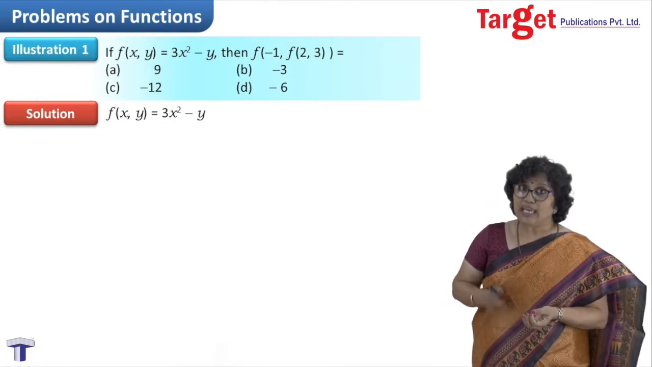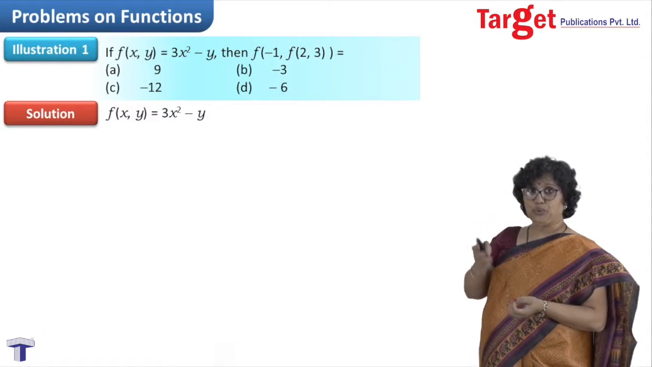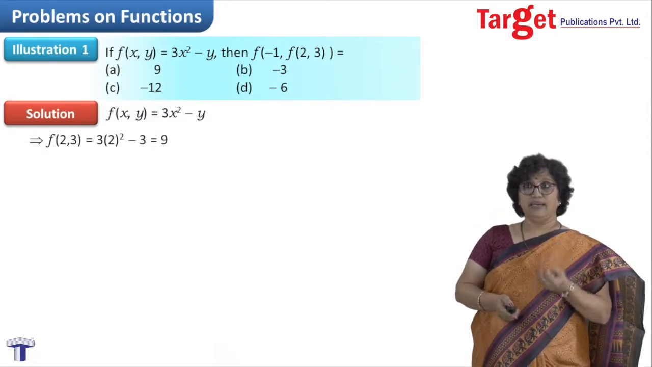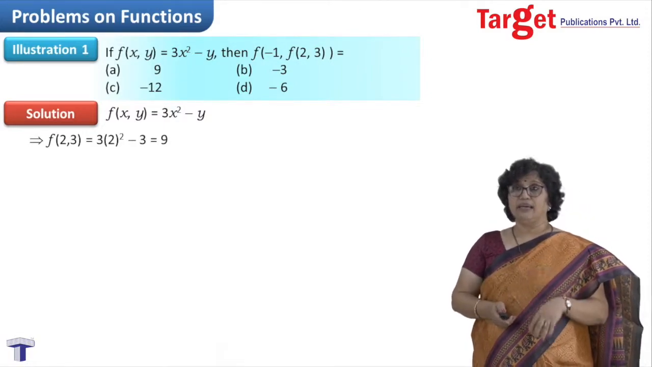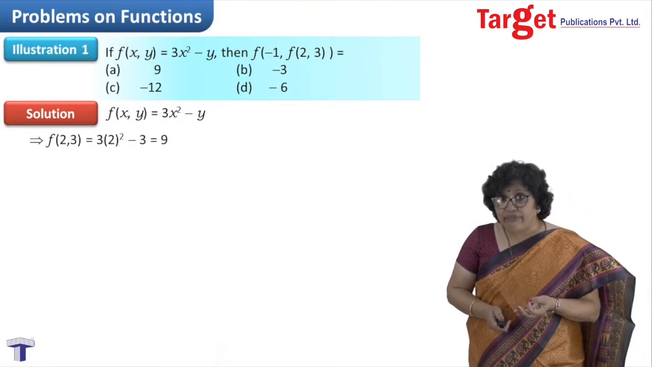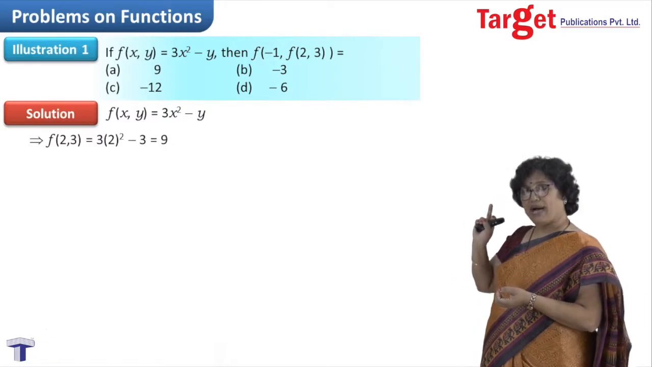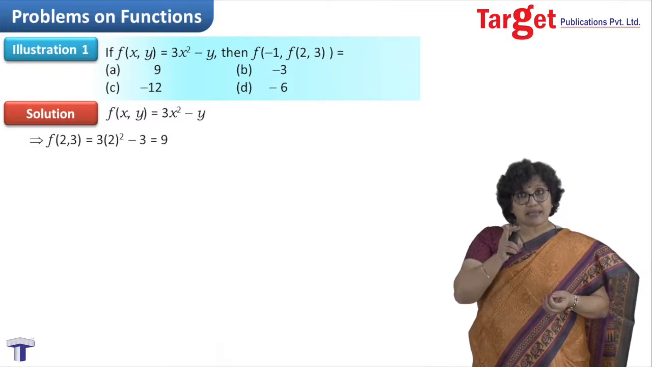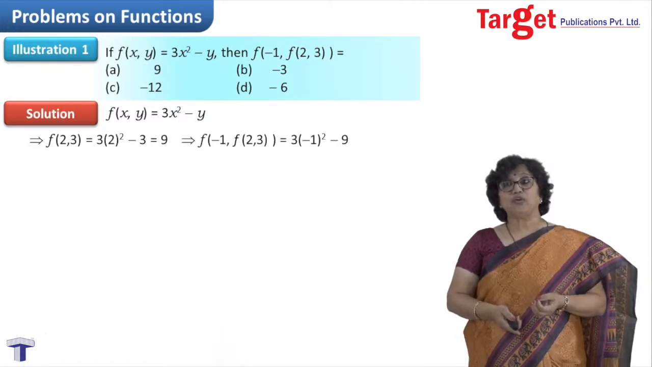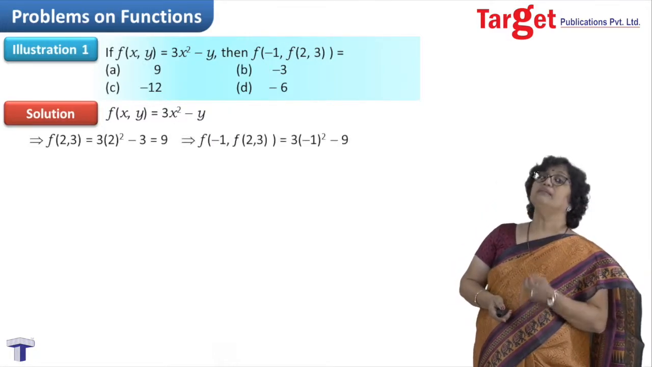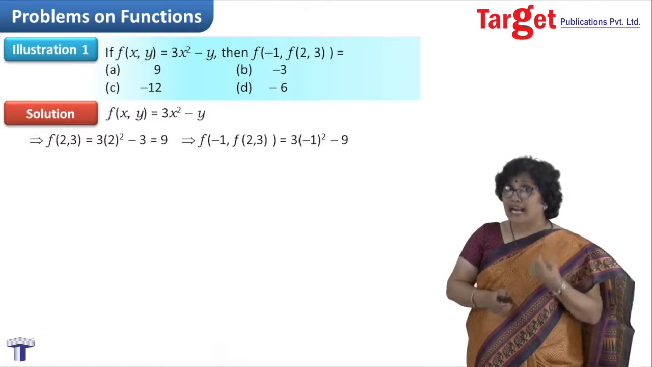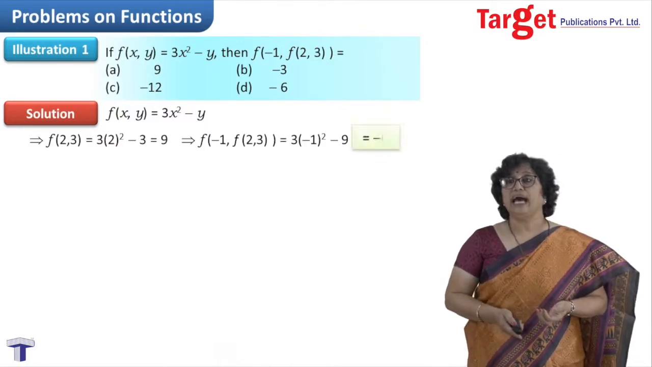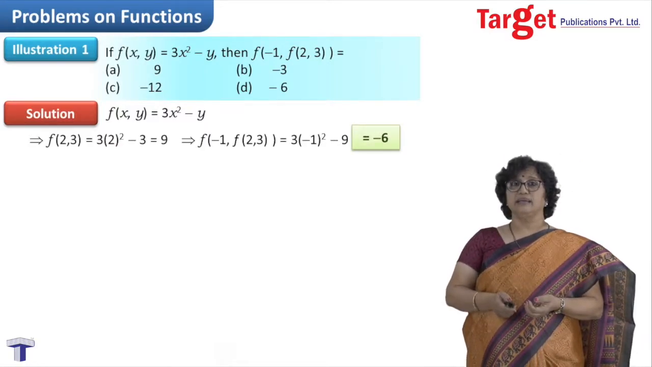So what do I do? In place of x, I will write 2. In place of y, I will write 3. And I evaluate f(2, 3), and that turns out to be 9. Now, to get f(-1, f(2, 3)), in place of f(2, 3), I will replace it by 9. I will find f(-1, 9), and that would be nothing but 3 times (-1) whole squared minus 9, which is nothing but -6.